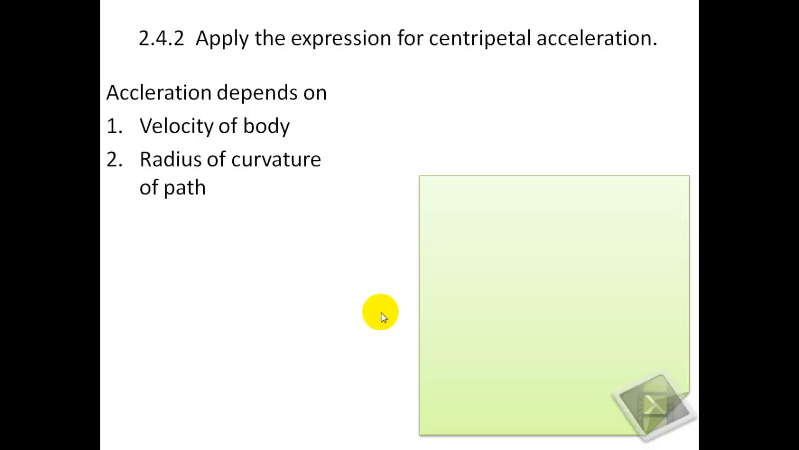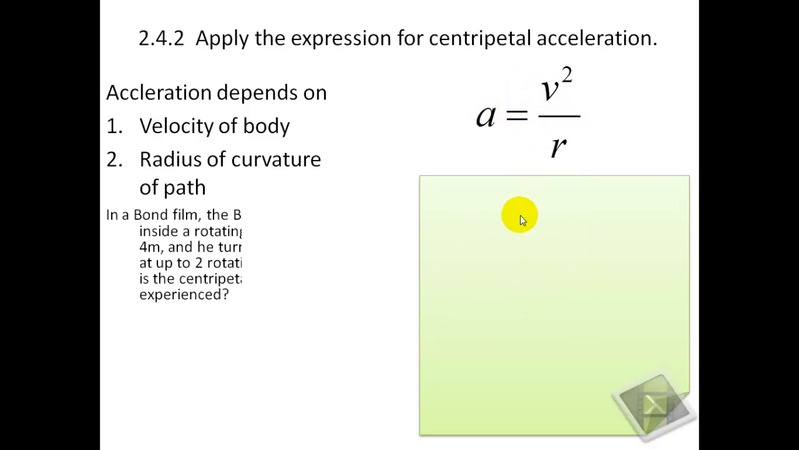Apply the expression for centripetal acceleration. It depends on the velocity of the body, and it depends on the radius of curvature of the path. This is the equation we need to know: a is equal to v squared divided by r.